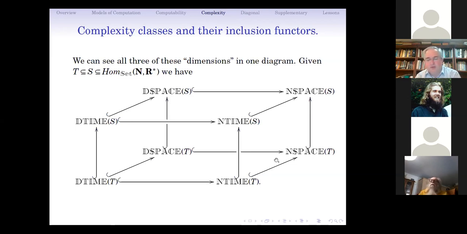We have to talk about the monoidal structure here. There's not really, okay. Let's talk about the front. The front is all about time.